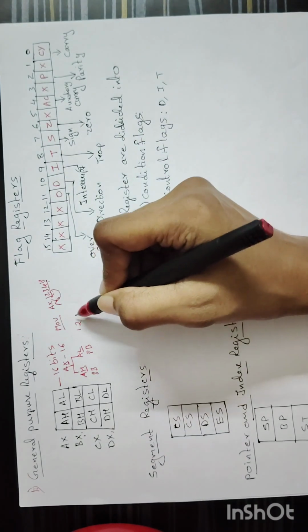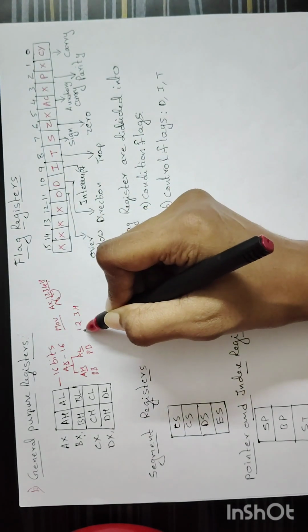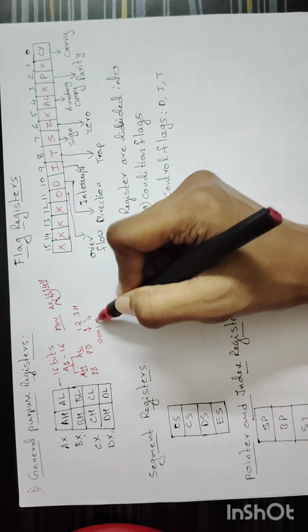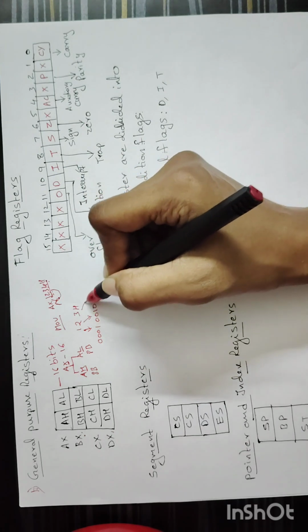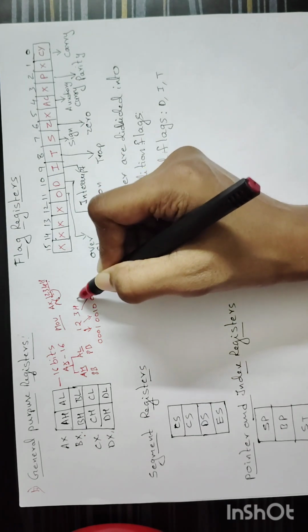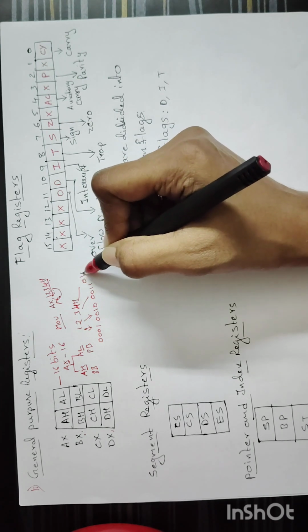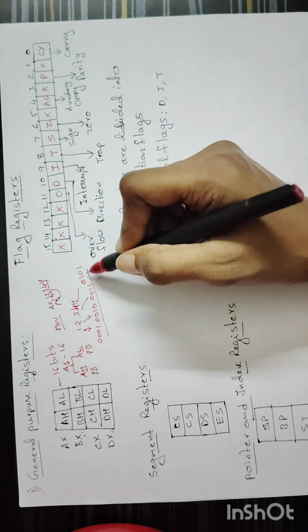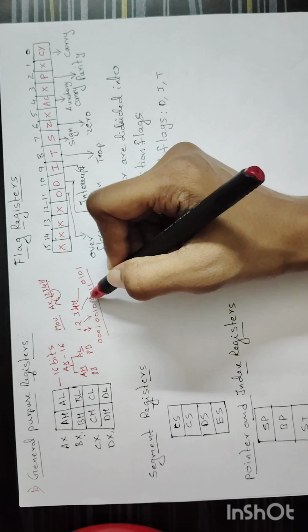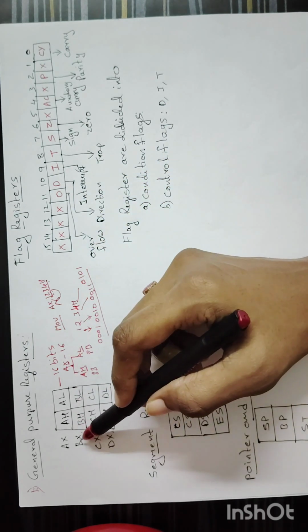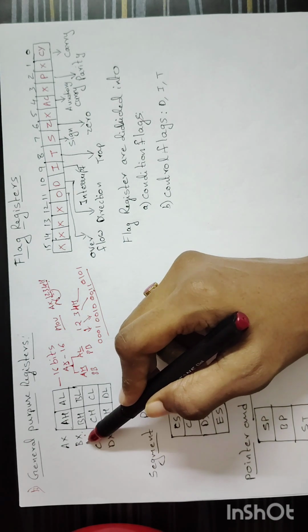How to write it in 16-bit form? 1 is 0001, 2 is 0010, 3 is 0011 and 4 is 0100. Total how many bits? 16 bits. That 16 bits of data is stored in the AX register. In the same way, the BX register is also for storing data.